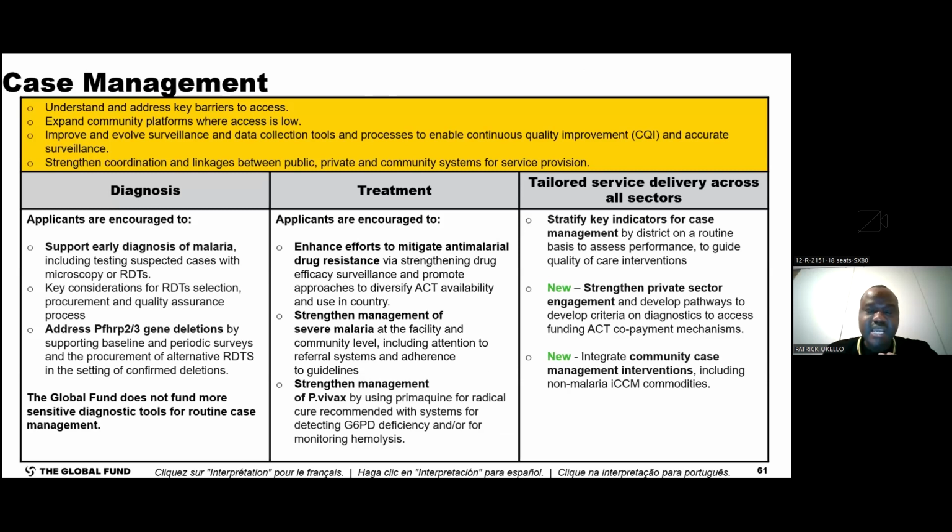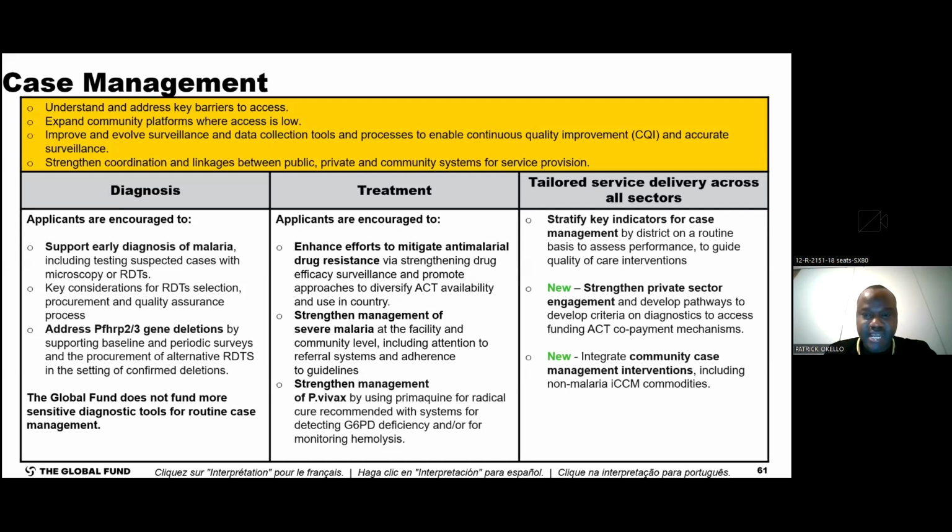For case management, the usual 2 are the main ones, diagnosis and treatment. However, the key point here is to understand for all the different segments of our communities, are there barriers that are affecting diagnosis and treatment? And how do we increase those platforms to be able to reach other people? The other important point is really how to ensure there is continuous quality improvement and accurate surveillance within all the spheres of case management, be they public, private, or community.